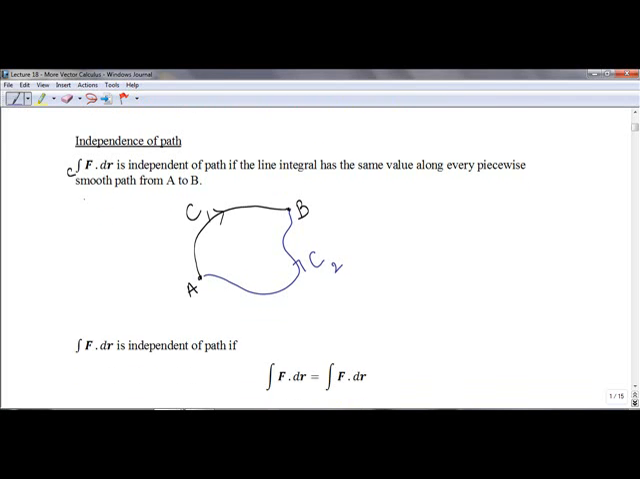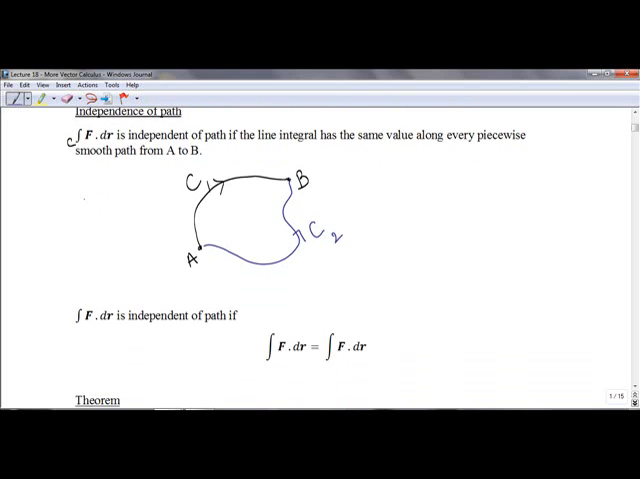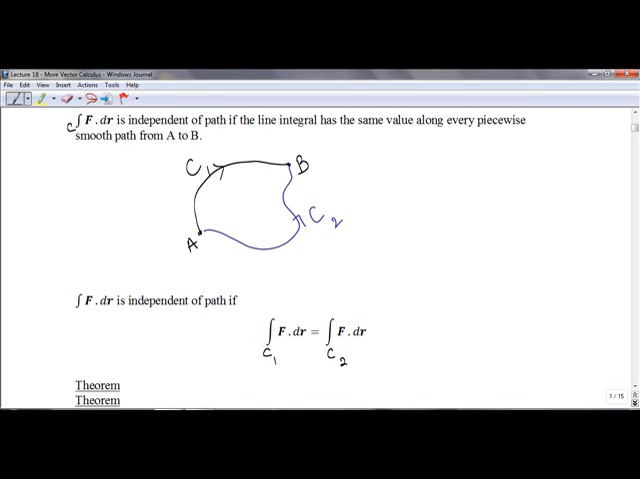And so we say further, looking at my little drawing here, the line integral is independent of path if the integral over C1 of F dot dr is equal to the integral over C2 of F dot dr. Sometimes you don't say the line integral is independent of path. Sometimes you say the vector field is independent. Some books say it differently. But I'll just say the line integral is independent of path if these two line integrals are the same. Okay, let's move on.